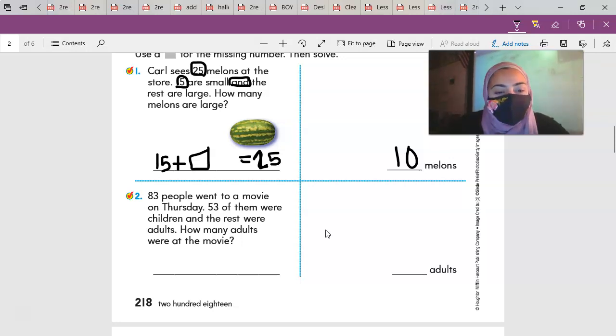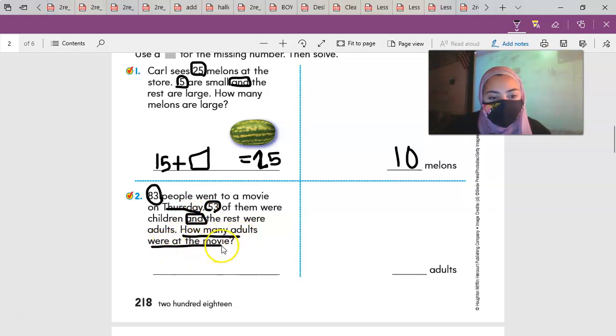Okay, the next one, number 2. 83 people went to a movie on Thursday, so circle 83. Underline Thursday. 53 of them were children, and means add. The rest were adults. How many adults were at the movies? So 83 people went to the movies altogether. So you're going to write 8 equals 83.